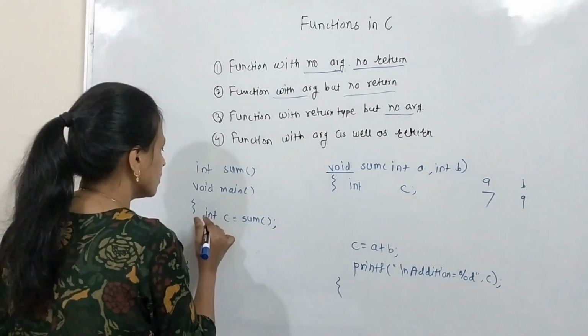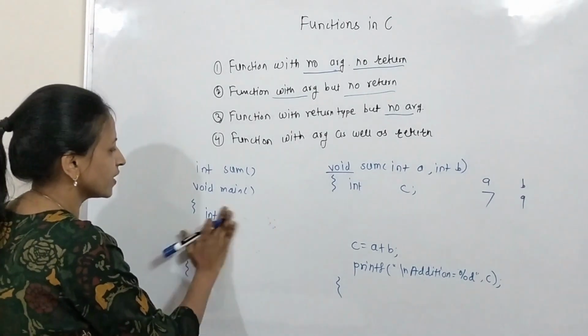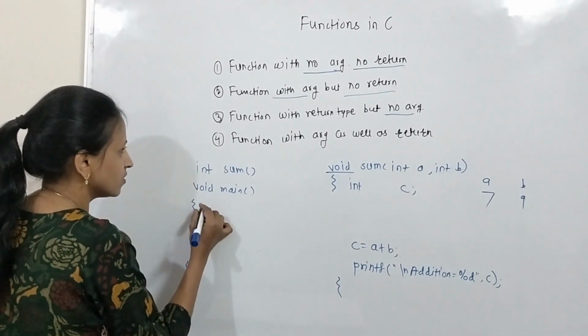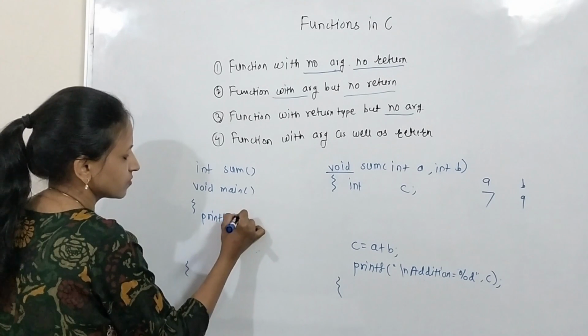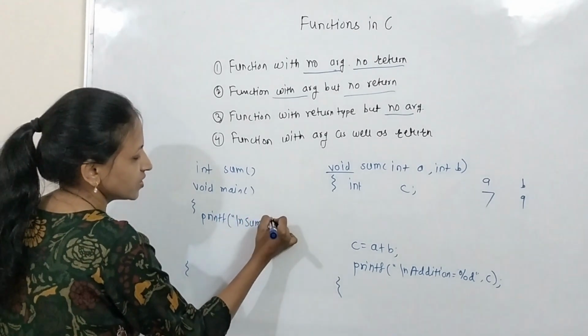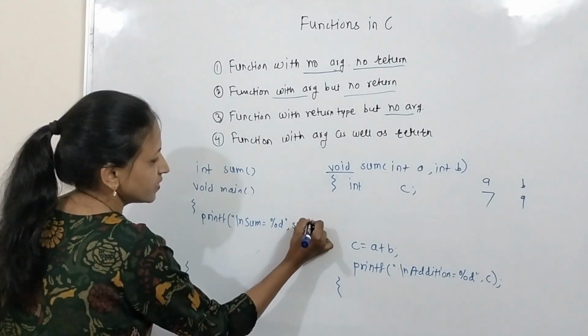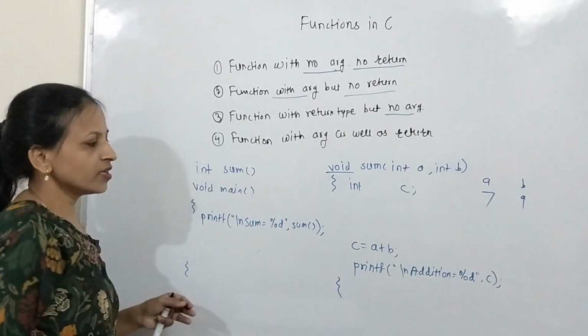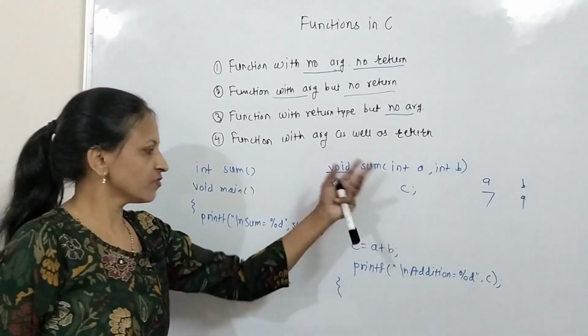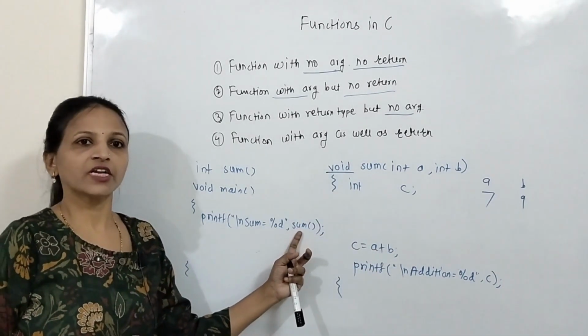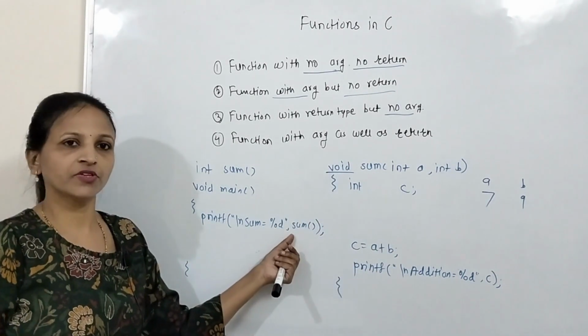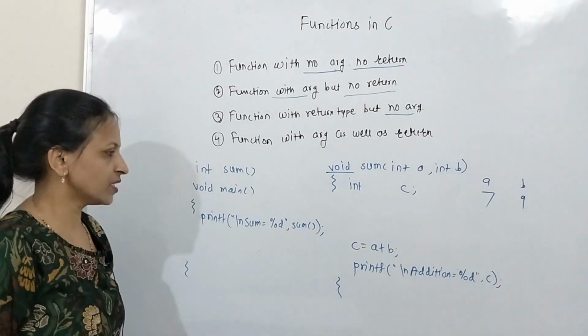Or we can write like this: printf sum equals, or addition equals %d comma sum. In this way also we can call the function. Whatever return value there is here, that will get copied and directly displayed through this printf.